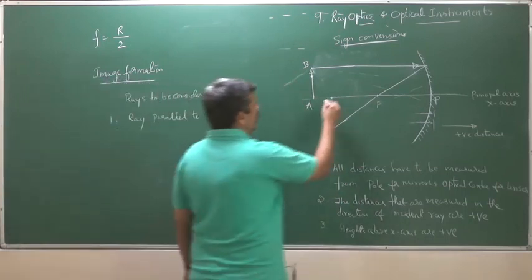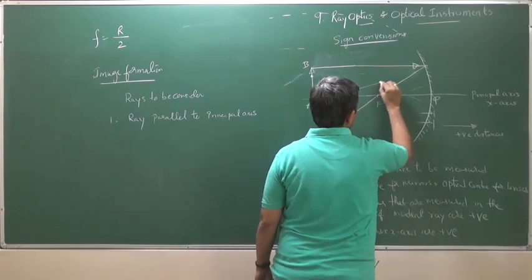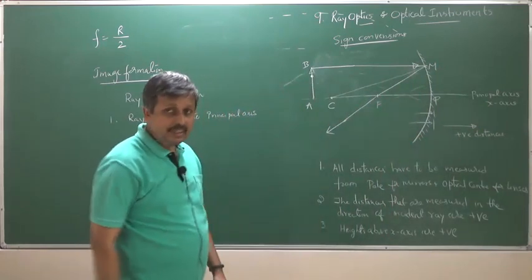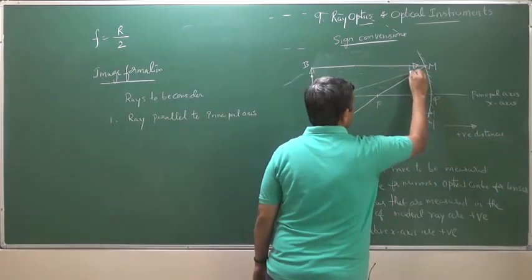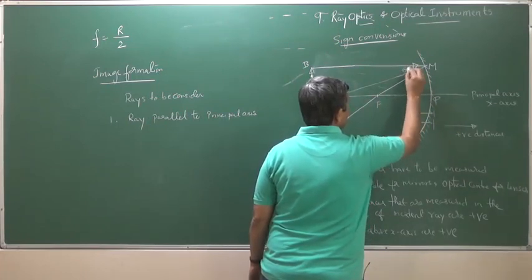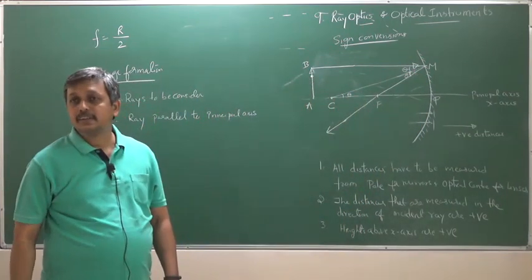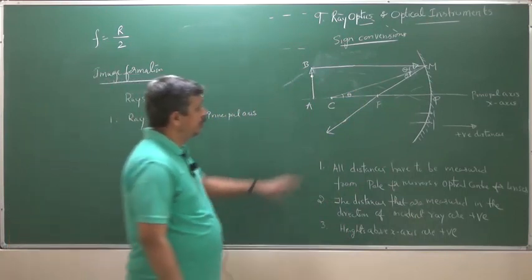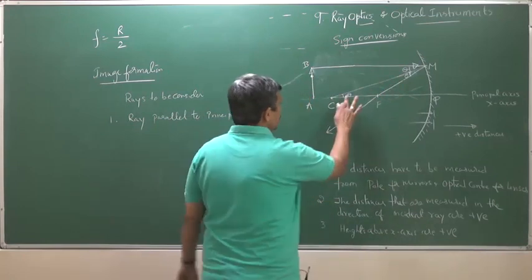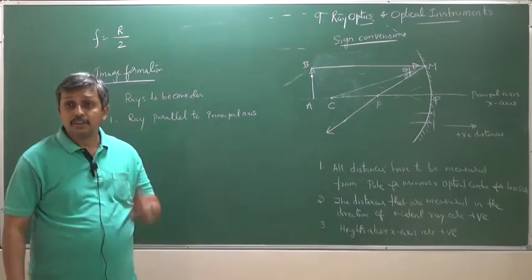So if you actually draw this line from C to this point, let us say this point is M, then definitely the angle of incidence and the angle of reflection, these two will be the same. If this is theta, this also will be theta. So angle of incidence is equal to angle of reflection. Now I will not write this one. So this is the first rule.